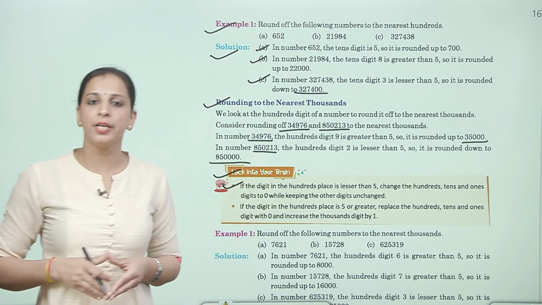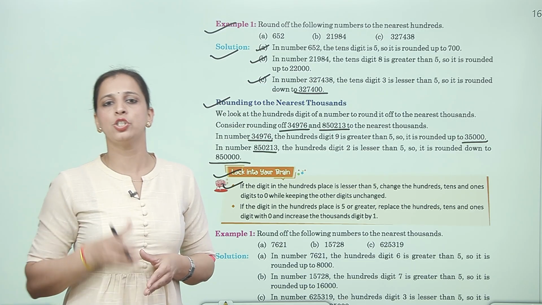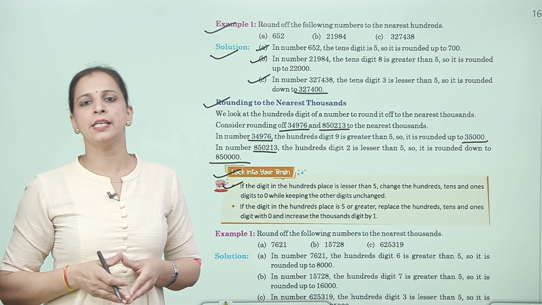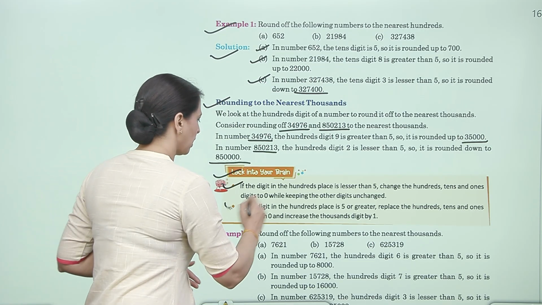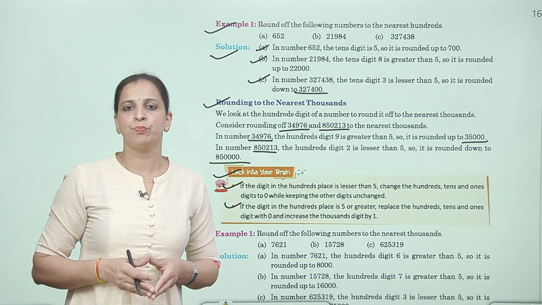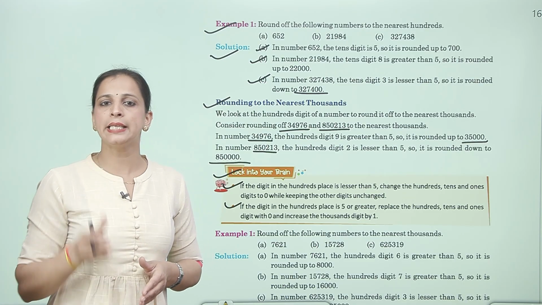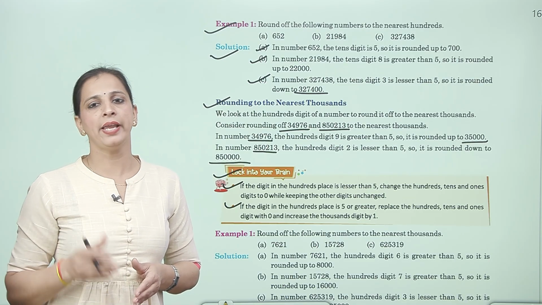If the digit in the hundreds place is lesser than 5, change the hundreds, tens and ones digit to 0 while keeping the other digits unchanged. Next, if the digit in the hundreds place is 5 or greater, replace the hundreds, tens and ones digit with 0 and increase the thousands digit by 1.